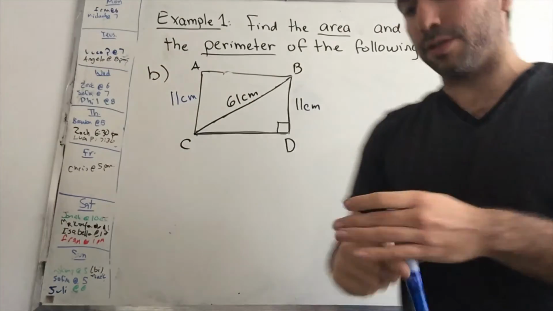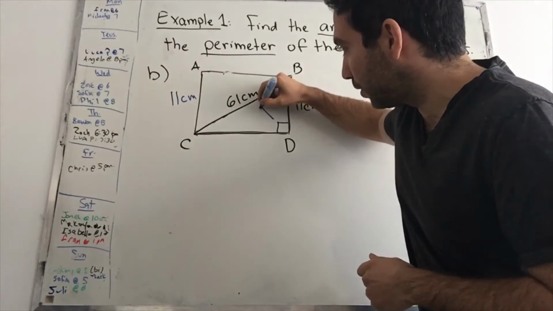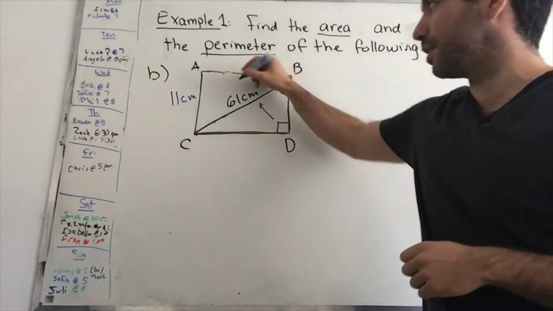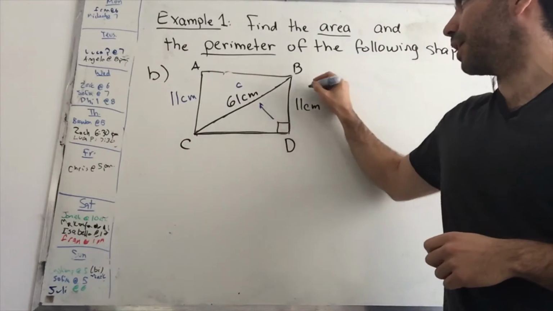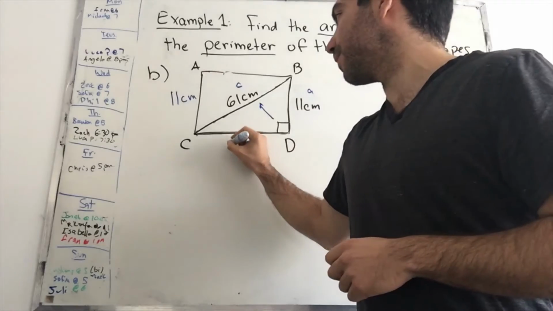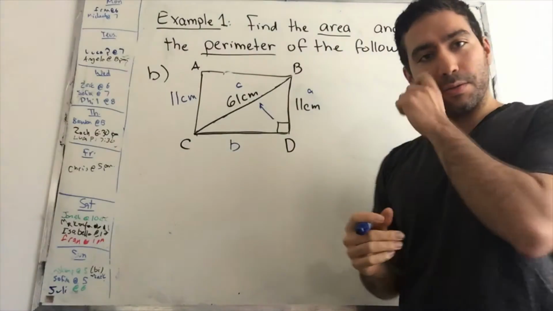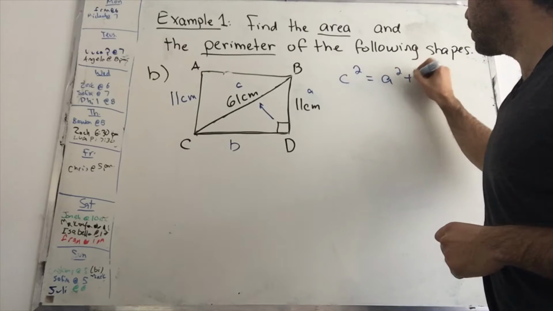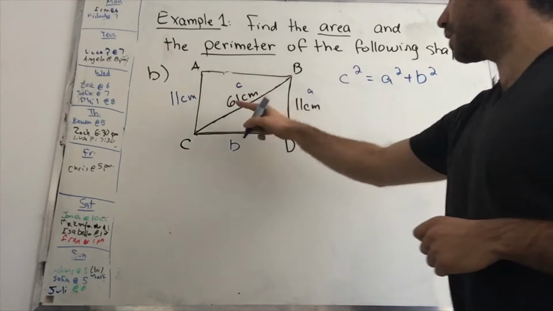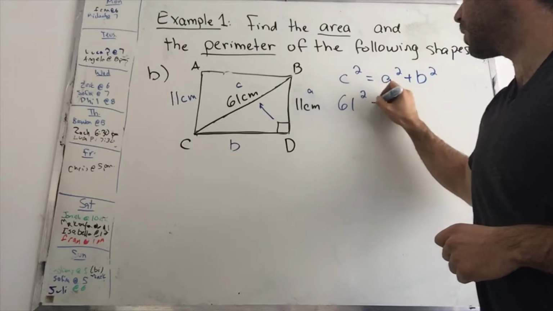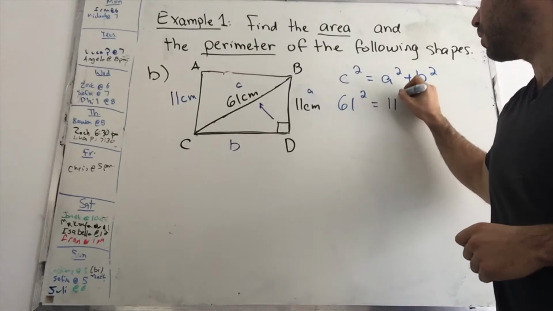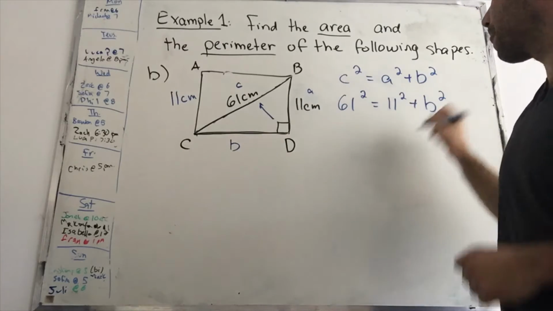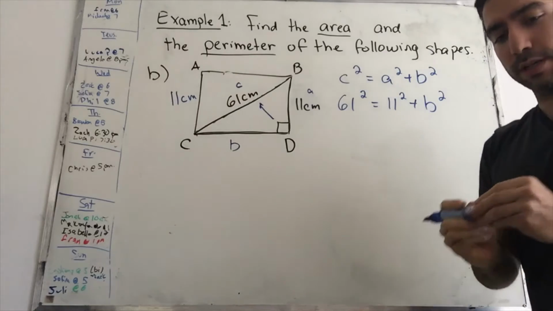Notice that 61 corresponds to the hypotenuse, because it's across the 90 degrees. This is your C. And we have our A. And all that's left to do is find the B. So let's go ahead and do that using Pythagorean theorem. So C squared equals A squared plus B squared. C in this case is 61 squared. A is 11 squared plus B squared. So 61 squared, let's do that on the calculator.